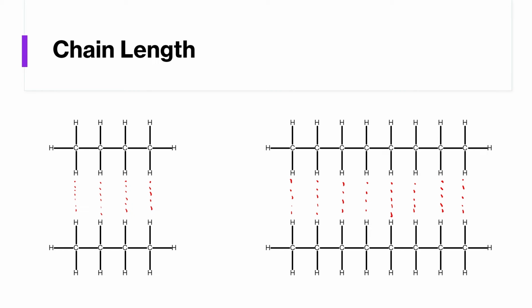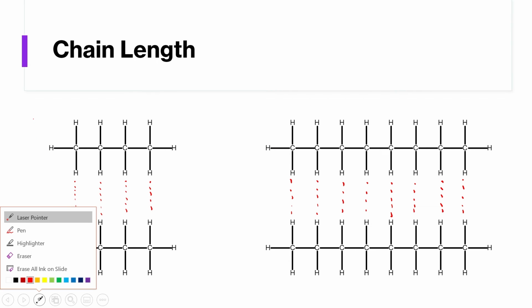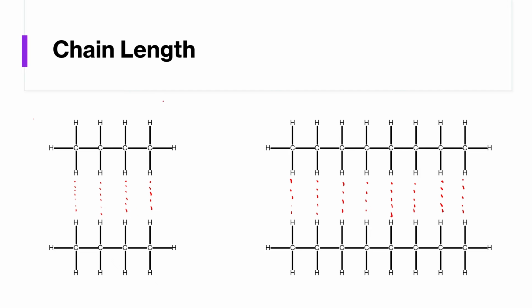Now, if this is the case, then if we were to compare our butane to our octane and their boiling points, we should see that the butane has a lower boiling point and the octane has a higher boiling point.